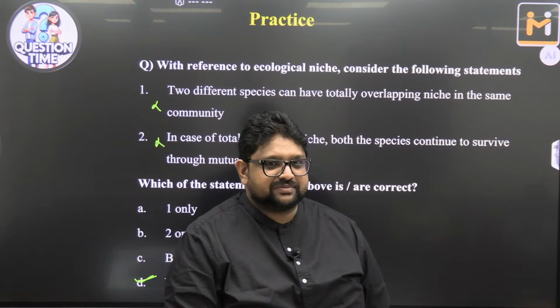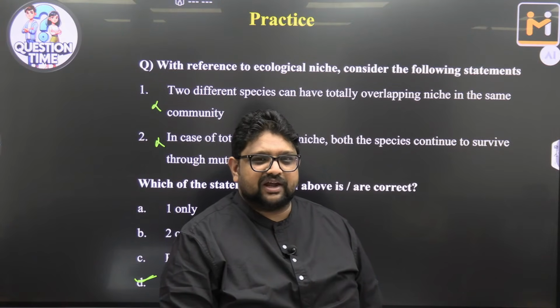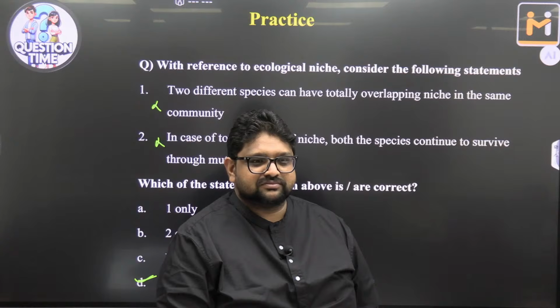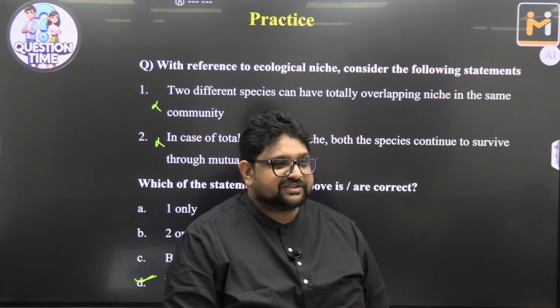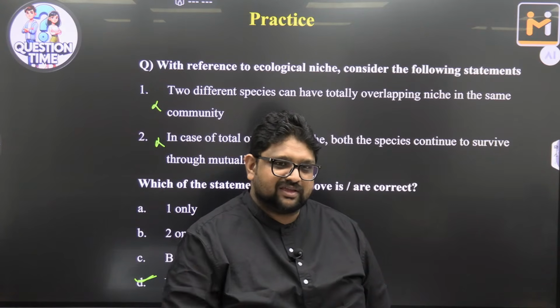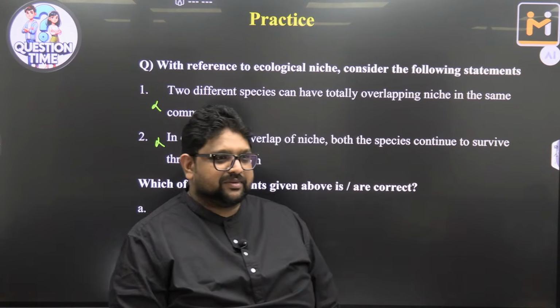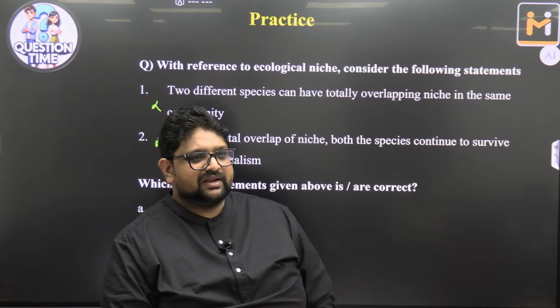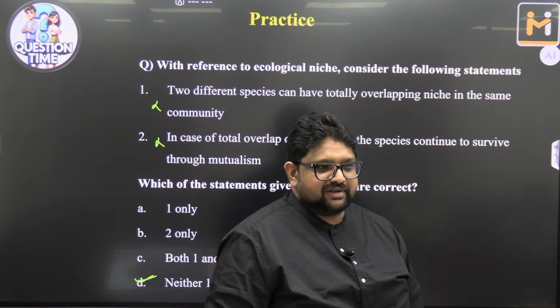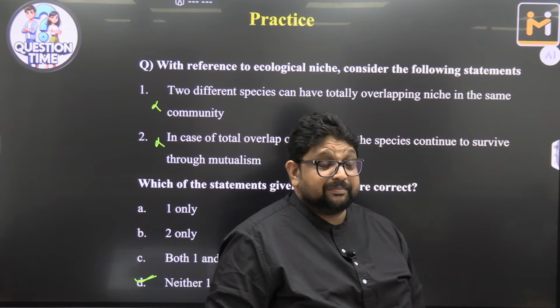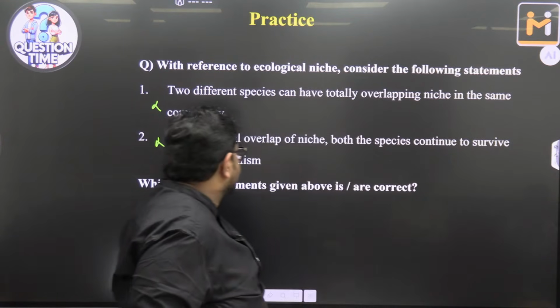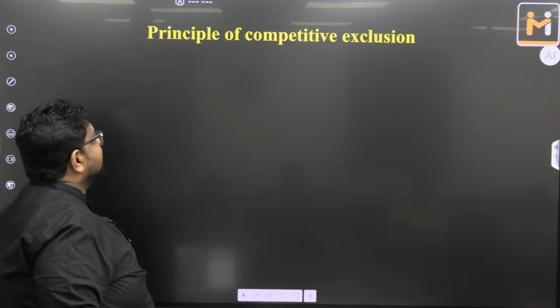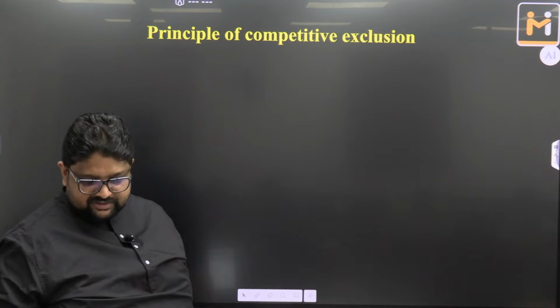But if two organisms have the same kind of nature, they cannot survive, they will not thrive. In case of total overlapping of niche, one species will be sent away, will be eliminated from that community. Only one of the species can be there and the other species has to leave that environment. And this is called the principle of competitive exclusion. Okay. So, the next concept is the principle of competitive exclusion.